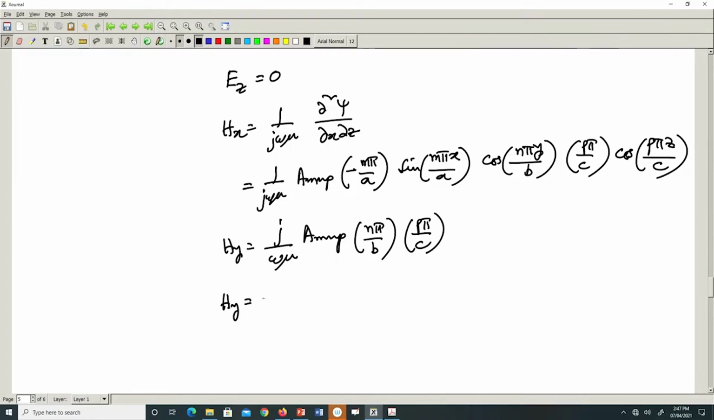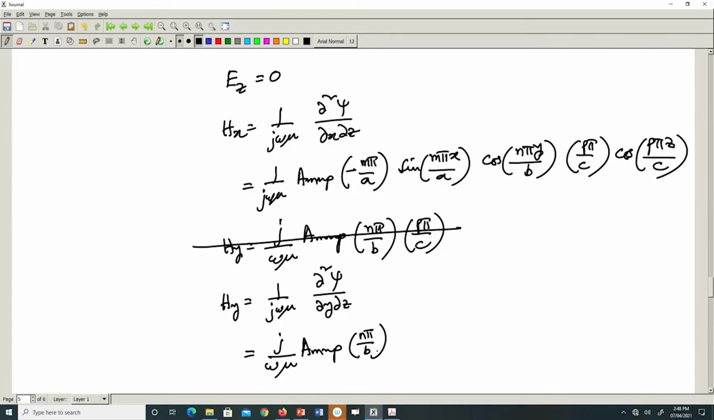Similarly, H y can be evaluated to be 1 by j omega mu del square psi del y del z, and that is 1 by j omega mu, A mnp, n pi by b, p pi by c, cos m pi x by a, sin n pi y by b and cos p pi z by c.